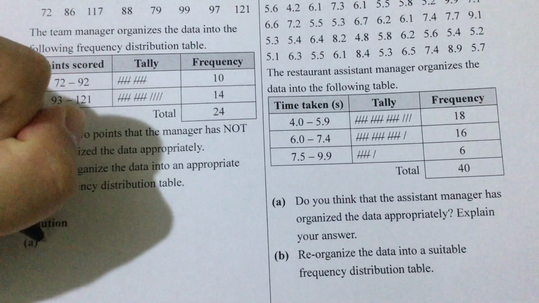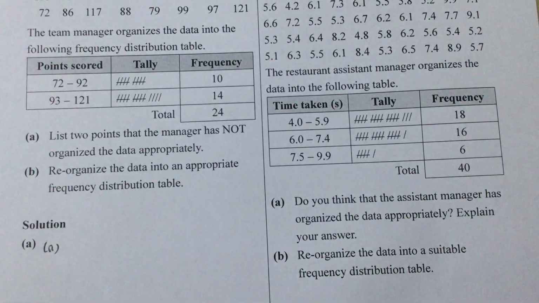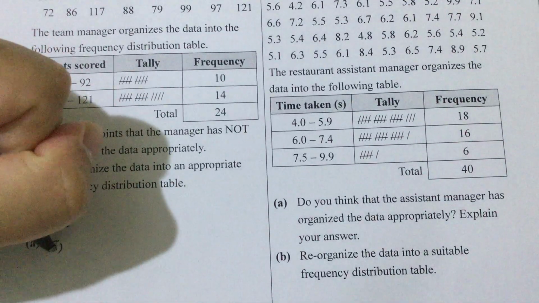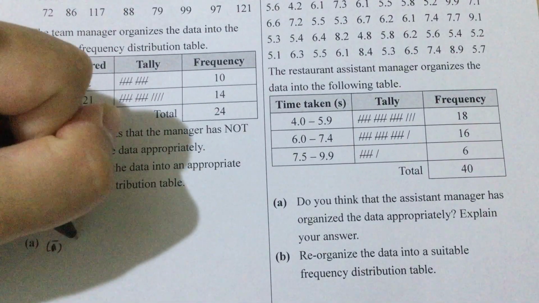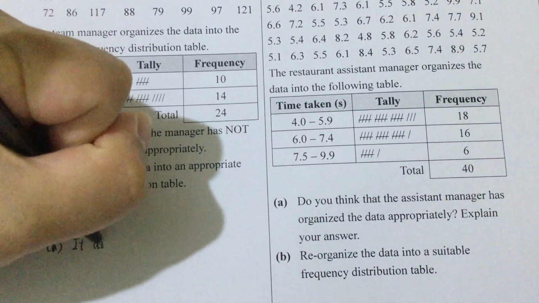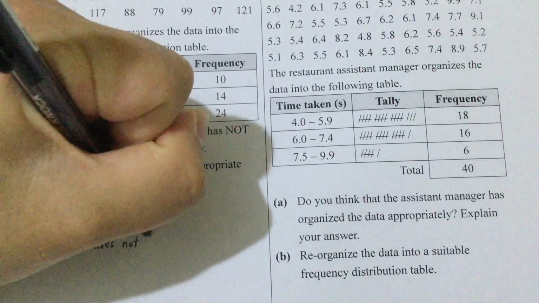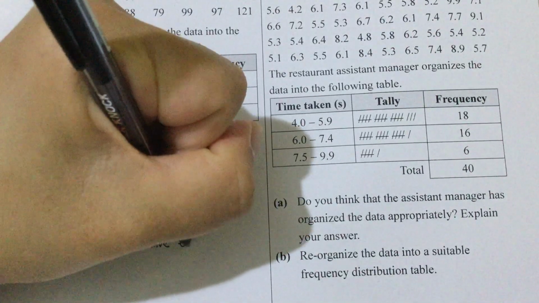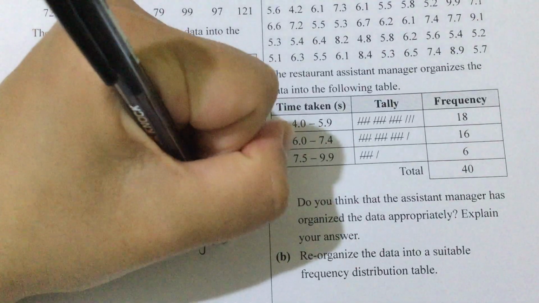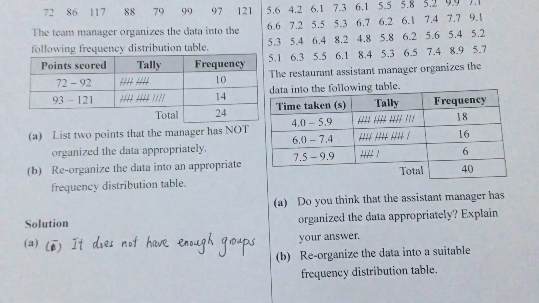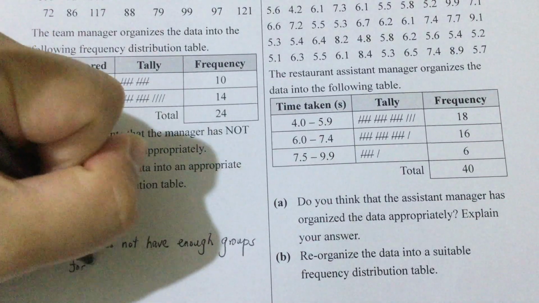Okay, the first one I must tell you is that it is much better, when we draw the frequency table, that we must have around... Number 1. It does not have enough groups for the data.